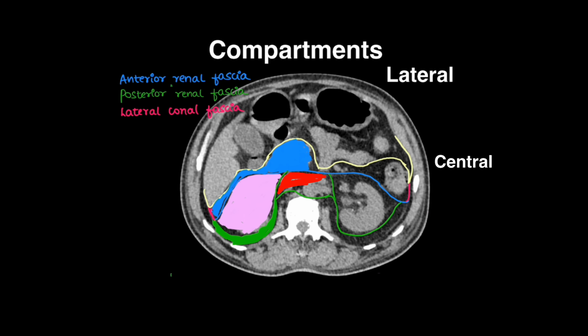Next we have the central compartment. This is the central or the vascular compartment. Lastly we have the posterior compartment. Here we have the posterior compartment. Now the lateral compartment is constituting of these three spaces.